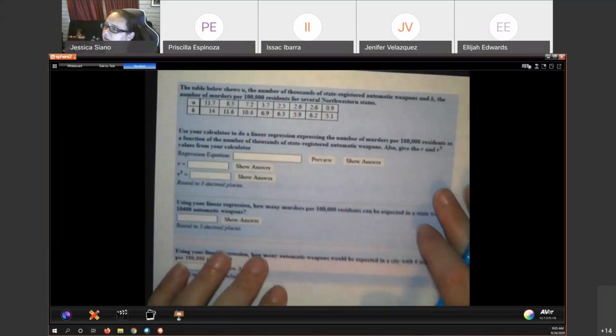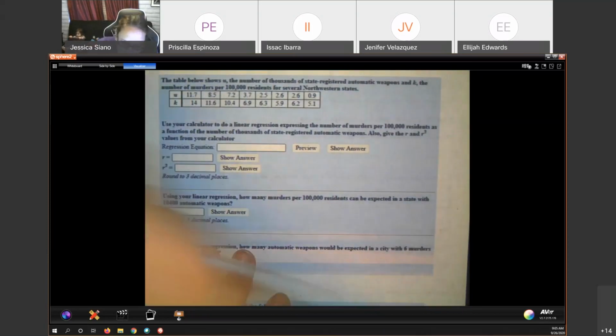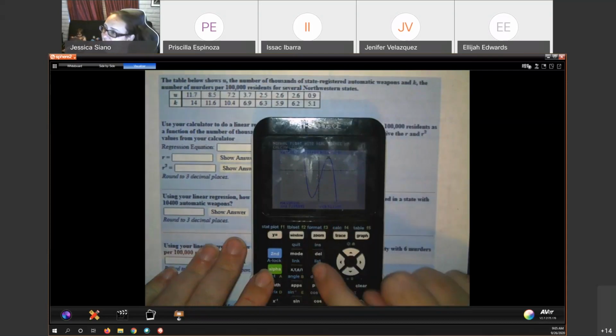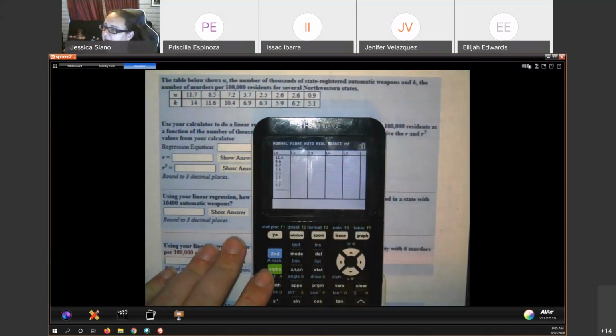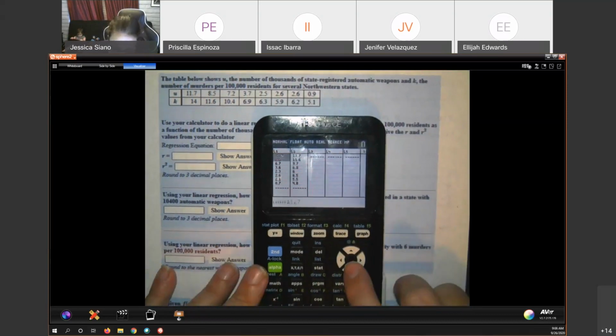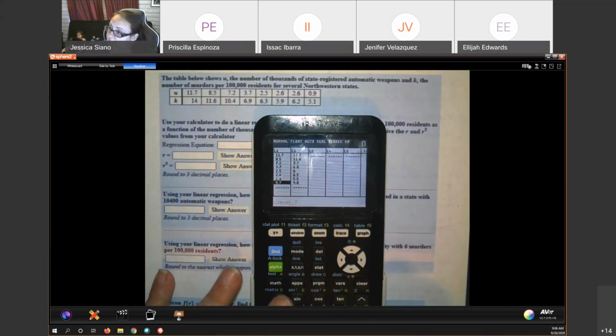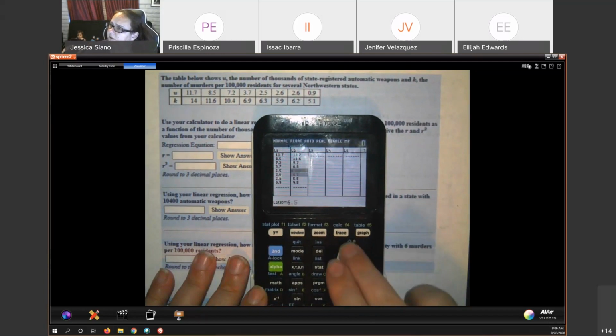This one looks familiar. Let's try it again. So here we have U and K. We'll go stat, edit. And let's put the first list in L1. And then the second list in L2.